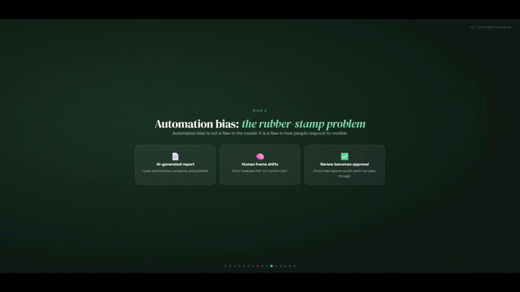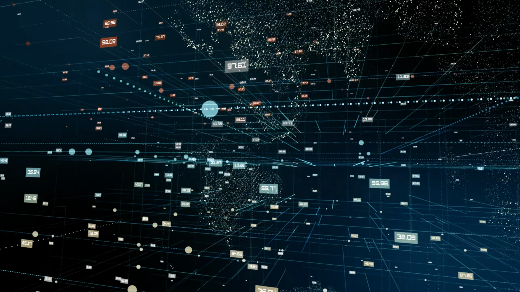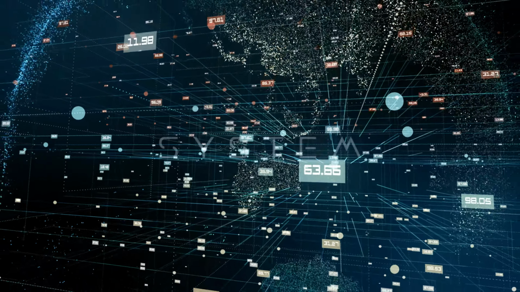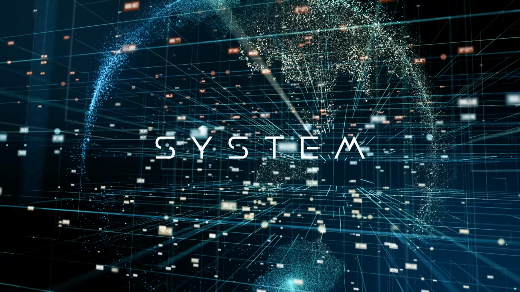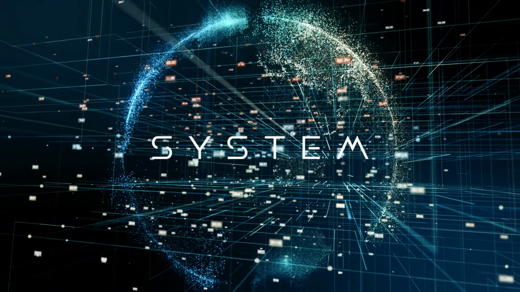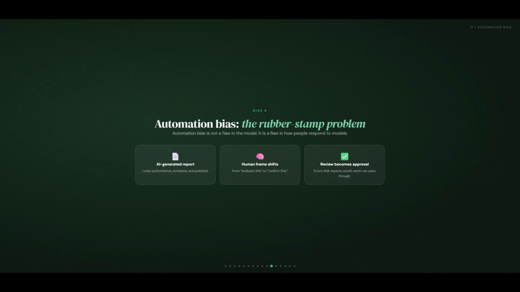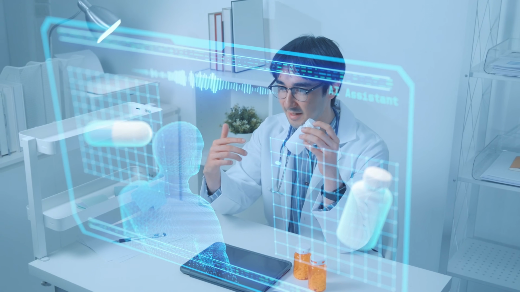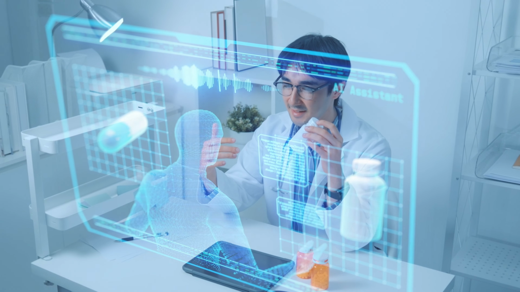Automation bias is not a flaw in the model, it's a flaw in how people respond to models. Humans have a well-documented tendency to overtrust automated systems. The more authoritative the system looks, the more we defer to its outputs, even when those outputs conflict with our own judgment or expertise. In professional settings, this shows up as AI-generated reports being approved without review, AI-assisted recommendations being accepted without scrutiny, and errors that a trained professional would ordinarily catch being missed because the presence of an AI output shifts the mental frame from "evaluate this" to "confirm this."